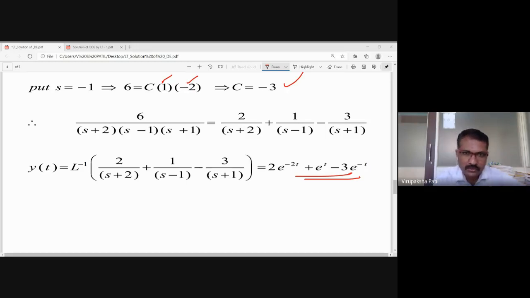Today we'll stop here. Tomorrow, Monday, we'll take some more examples. Then we'll conclude this module. I hope these two examples are understood.